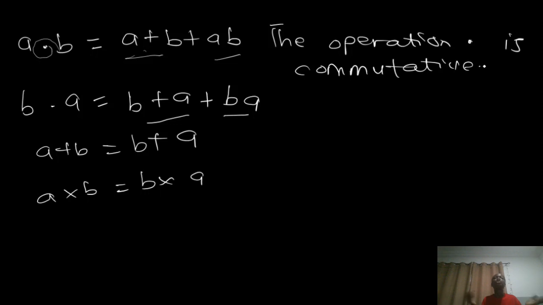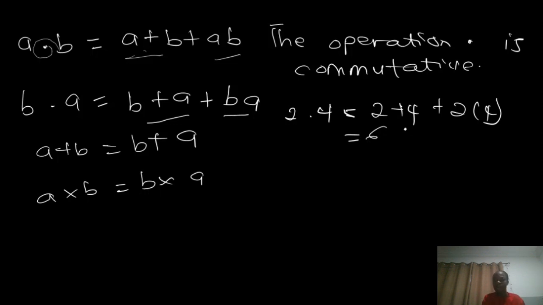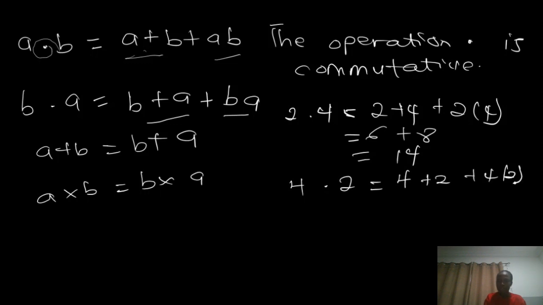So let's deal with 2 and 4. If we have 2 dot 4, we get 2 plus 4 plus 2 times 4, which is equal to 6 plus 8, which is 14. Now let's change the order and see. If we have 4 dot 2, we get 4 plus 2 plus 4 times 2, which is also 6 plus 8, and we are getting 14. So the operation we've been given is commutative, because if we change the order of the elements we are dealing with, our output is not changing. So we say that it is commutative.